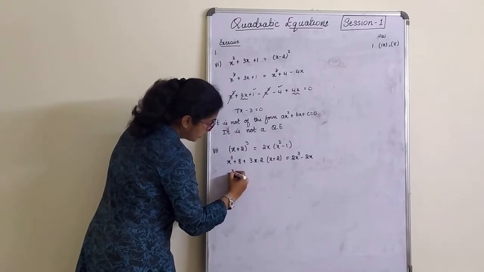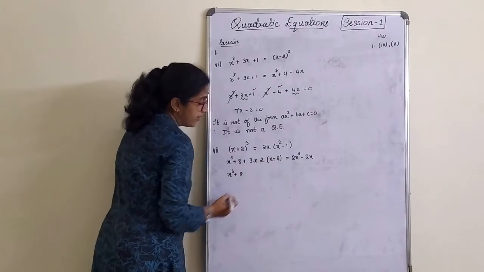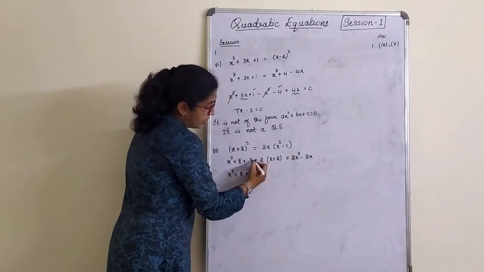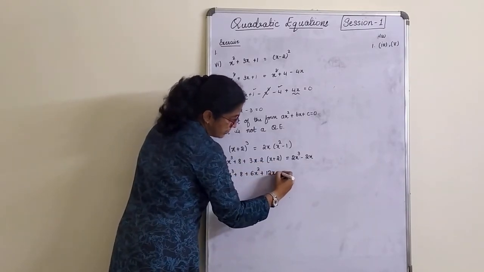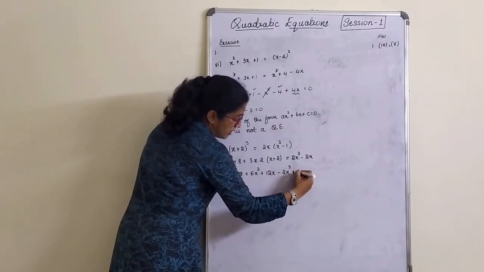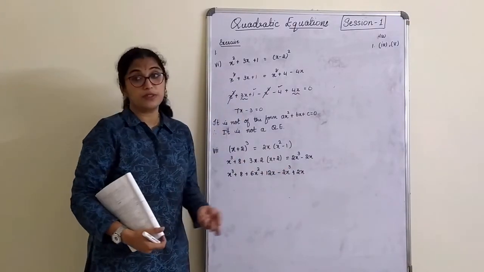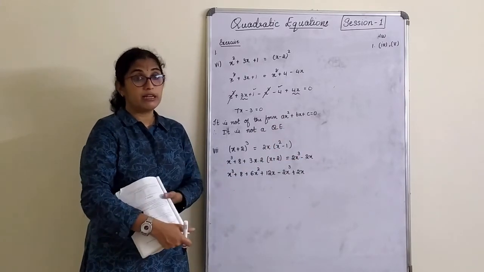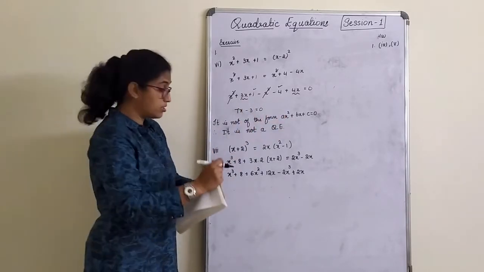Here x cube plus 8, 3 2s are 6x, 6x into x will give you 6x square. 3 2s are 6x into 2, 6 2s are 12x, minus 2x cube plus 2x. Looking at this, do you think, see, we get one x cube term. It has x cube, x square, x and a constant. It is not a quadratic equation because a quadratic equation has to be in x square, x and a constant form.